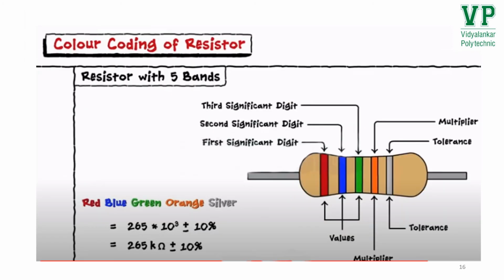Now, if it is a 5-band resistor, the only modification is that the first 3 bands from left determine the value, fourth band is a multiplier, and the fifth is for tolerance. Thus, following the same procedure, the value of a resistor with bands red, blue, green, orange and silver gives us the value 265 kilo ohm with plus minus 10% of tolerance.